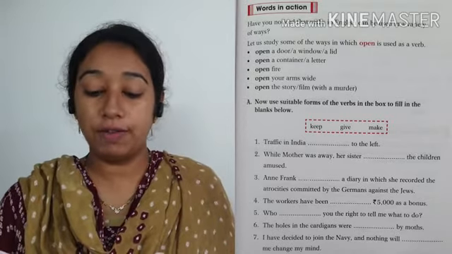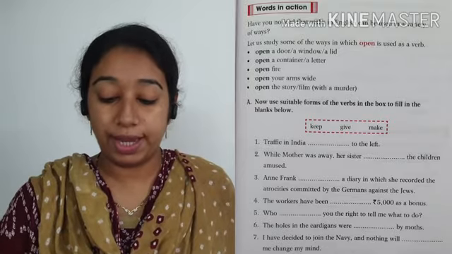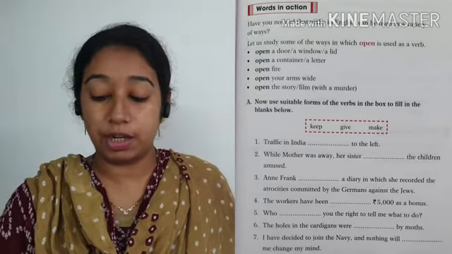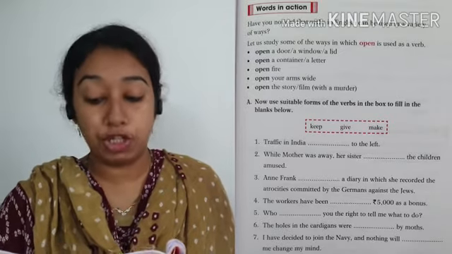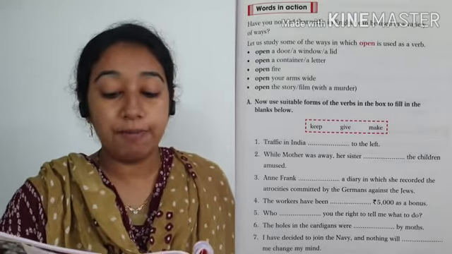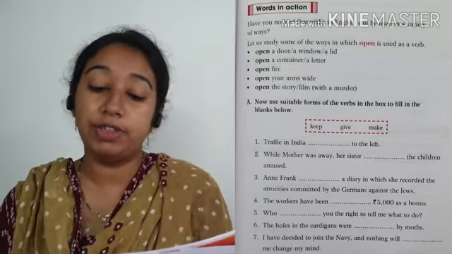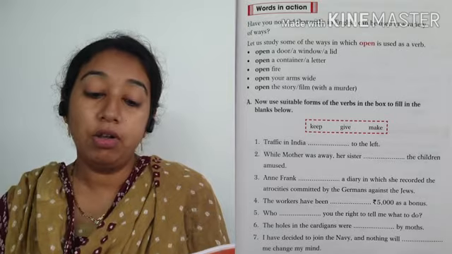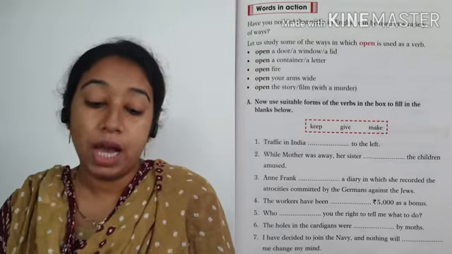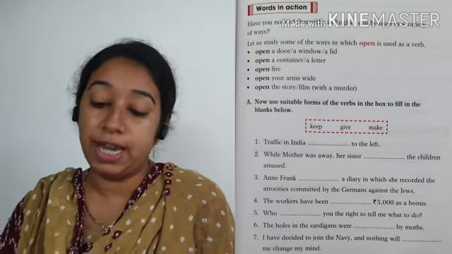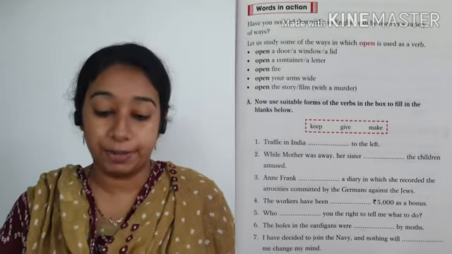While mother was away, her sister kept the children amused. Anne Frank kept a diary in which she recorded the atrocities committed by the Germans against Jews. The workers have been given rupees 5,000 as a bonus. Who gave you the right to tell me what to do? The holes in the cardigans were made by moths. I have decided to join the Navy and nothing will make me change my mind.